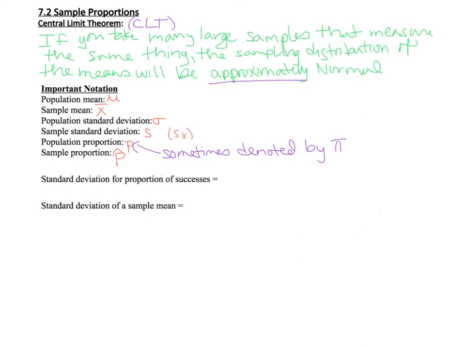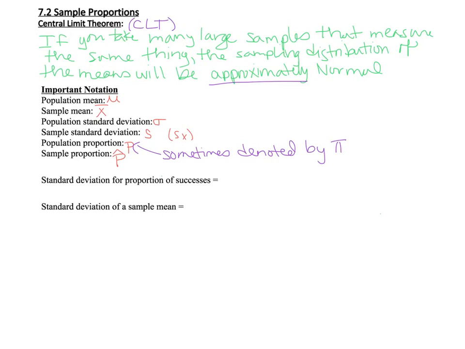So we have two formulas. The first one is the standard deviation for a proportion of successes, and that is the square root of your population proportion p times 1 minus p, over n, your sample size. And the last thing, this is actually going to be more in section 7.3: the standard deviation of a sample mean is your population standard deviation over the square root of n.